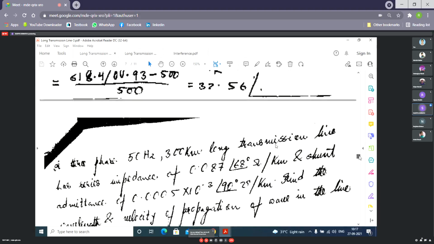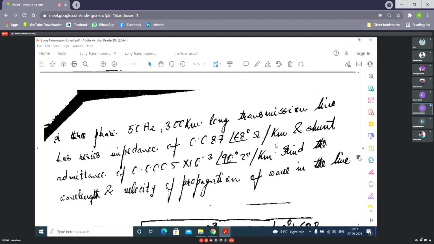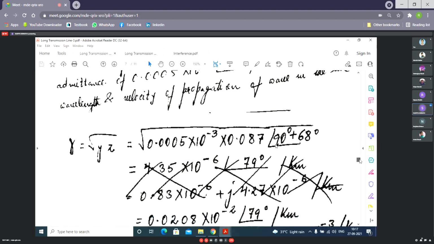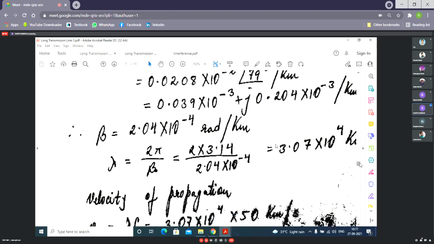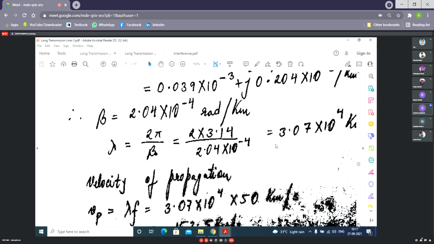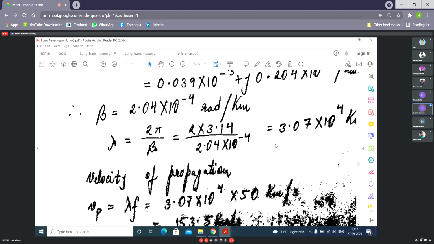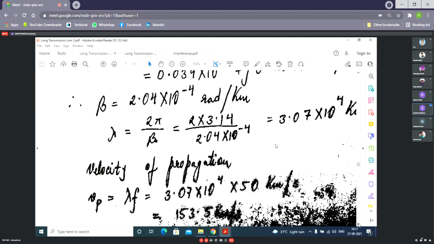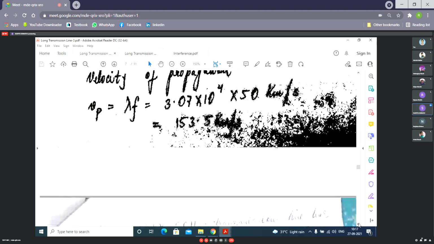Let us see what they have asked to find out. Find the wavelength, that is lambda, and velocity of propagation. And lambda is dependent on beta. It is 2 pi by beta, both in radians. So you will get this one, and as soon as you get this lambda, you can find out the velocity of propagation, lambda into f. So this is the problem.